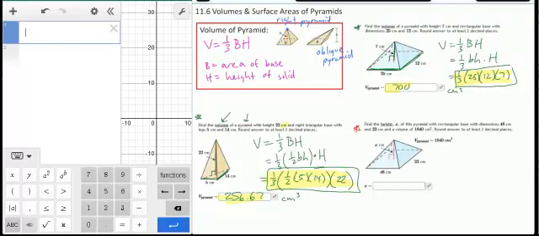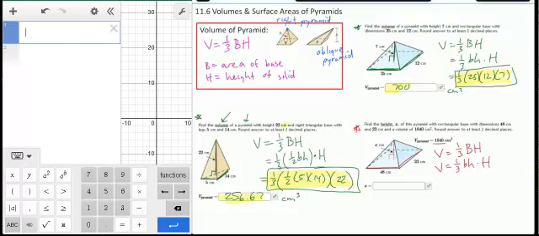Right, so on this, again, even if you're finding a different measurement, we still begin with the volume formula. We have a pyramid, so it's 1/3 capital B, capital H. Our base is a rectangle, so it's 1/3 times base times height times the height of the solid. And now I'm going to plug in the pieces that I know.